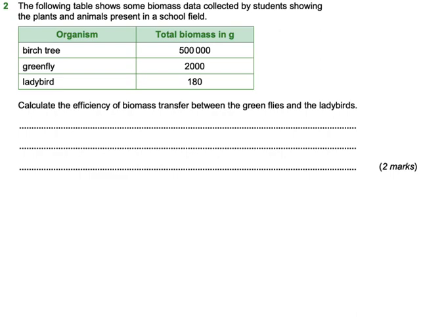The following table shows some biomass data collected by students showing the plants and animals present in a school field. So we've got 3 organisms: ladybirds, greenfly, and birch trees. The total biomass are those units in the table, and the question: calculate the efficiency of biomass transfer between the greenflies and the ladybirds. Please pause the video, showing all your working out, and then I will give you the answer when you press play again.